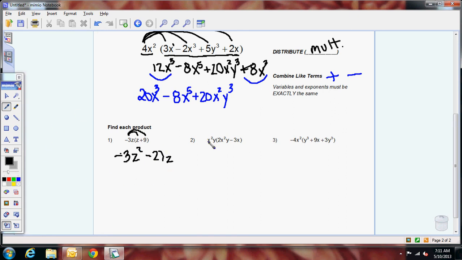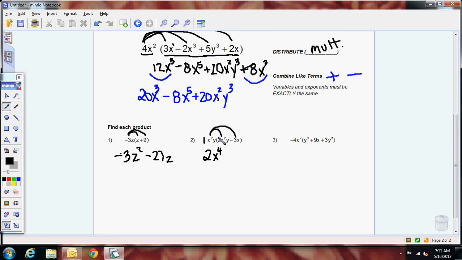All right, let's do one more and we'll call it a day. So I have this times this and this times this. So I have x squared times 2x squared. Well, that's a 2 in front because there's a 1 here. 2 times 1 is 2. So then I have x squared and x squared. I'm going to add those exponents, so I'm going to have x to the fourth.